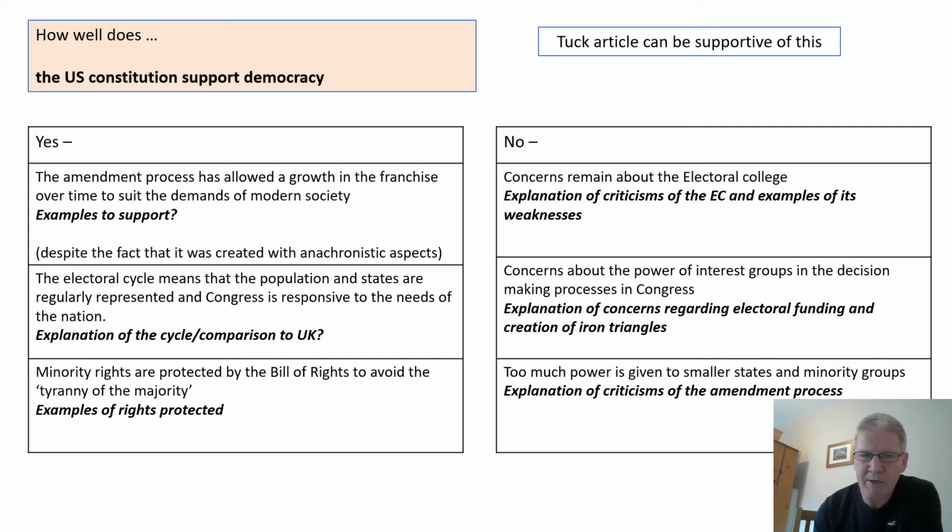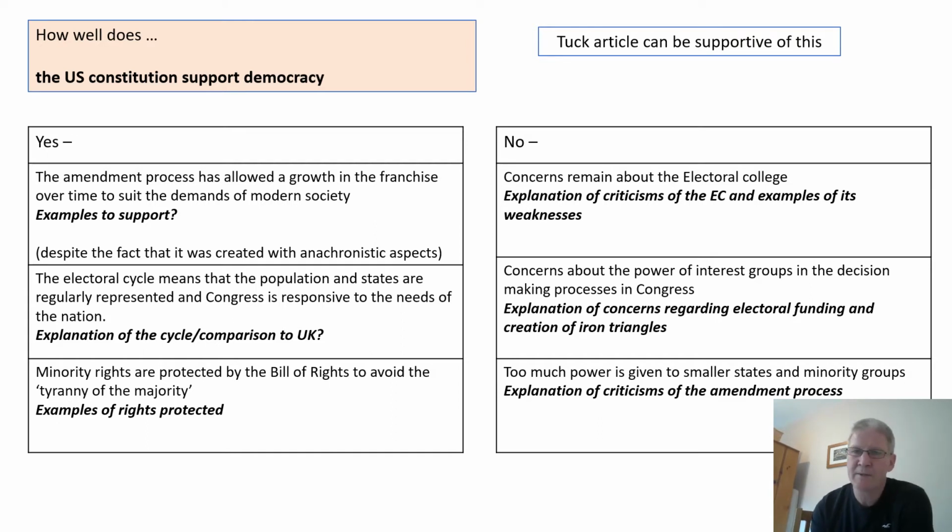Third point talks about minority rights being protected in the Bill of Rights. Good examples that are available there will help to illustrate this particular point. The main thrust, though, is the idea that we don't have a tyranny of the majority in the United States, and that's an essential part of democracy.